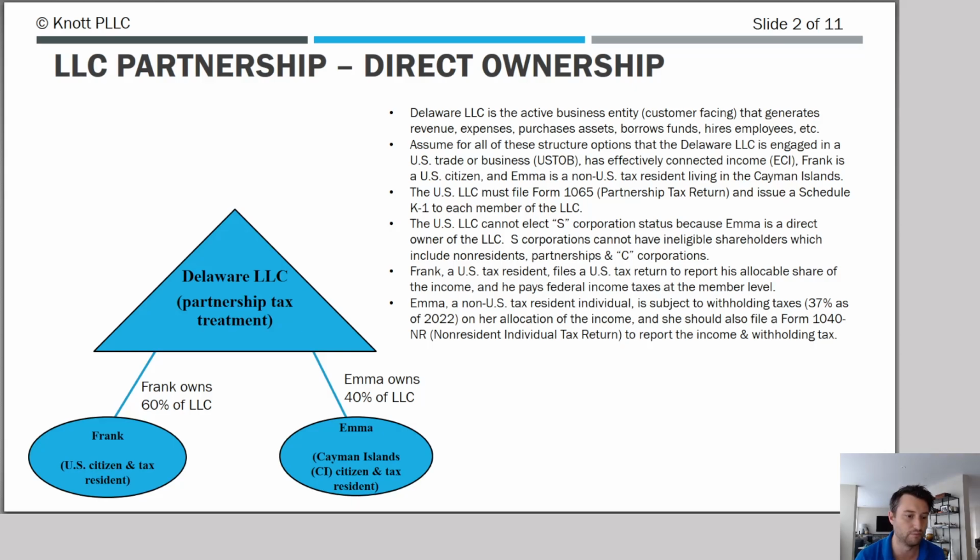Okay, so it's very important we distinguish between the active business entity that's generating the income, and what other types of entities we are inserting in the structure here that are just holding companies or other types of flow-through entities. Now, for all of these structures, including this one, we should assume that the entity is engaged in trade or business, it has US source ECI, so it's going to owe tax on that net income.